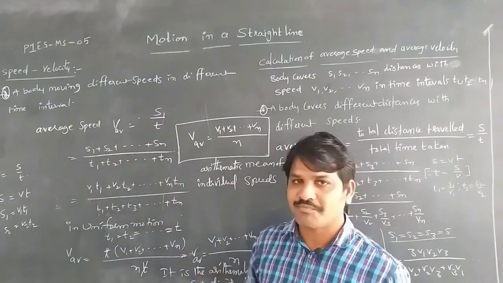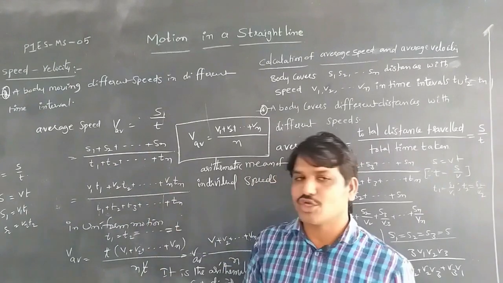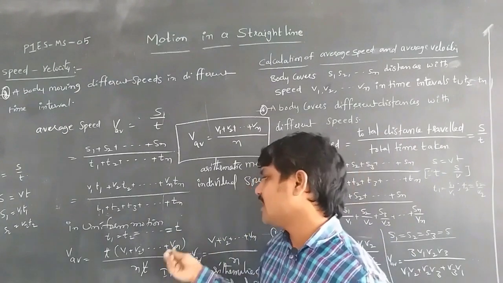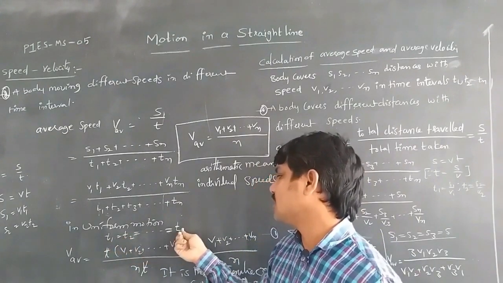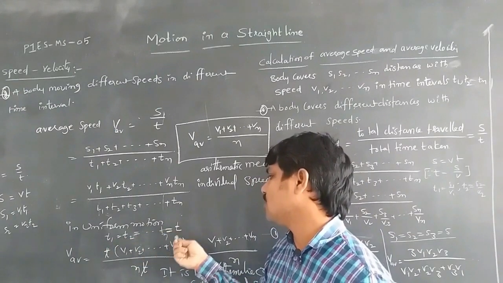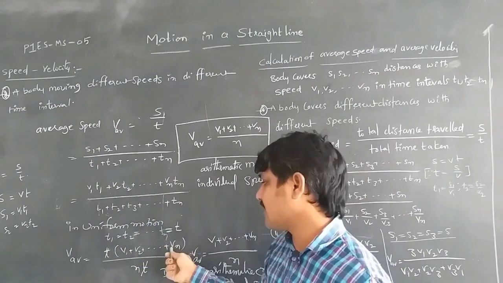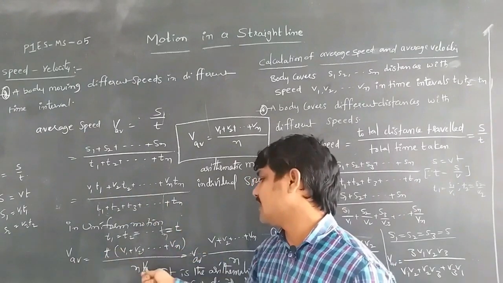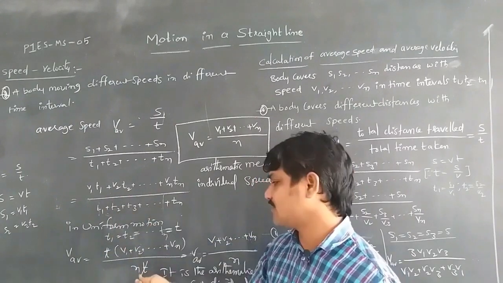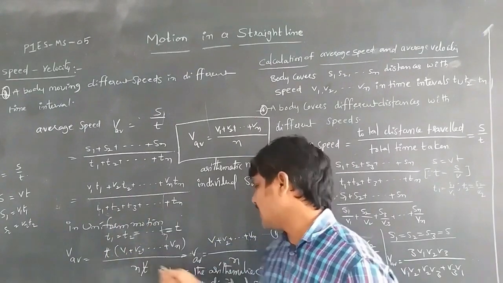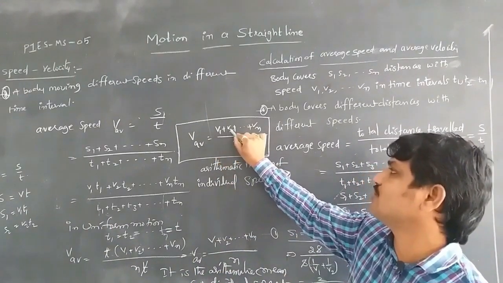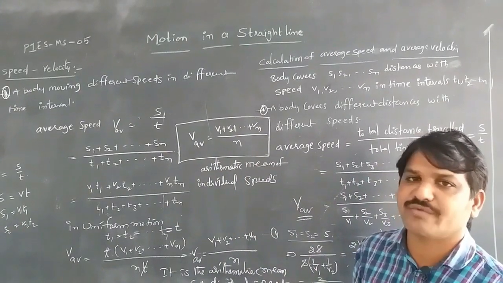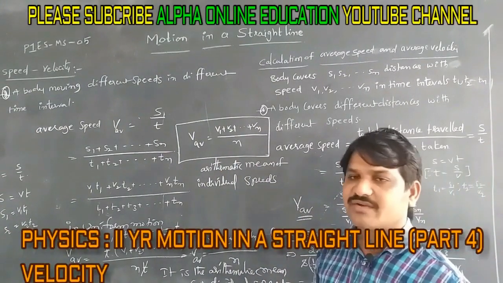Then, in uniform motion, the body takes equal time intervals during its motion, so T1 is equal to T2 is equal to up to Tn is equal to T. By substituting the values, we can take T outside because all the terms have the same T. So T gets cancelled. Here the number of T's added is N, so N into T. Finally we get the relation V average is equal to V1 plus V2 plus up to Vn by N, the average velocity whenever a body is moving with different speeds in different intervals of time. This is the relation.